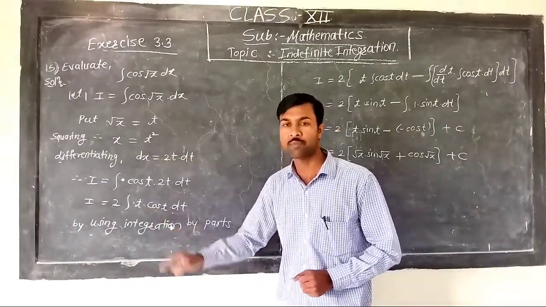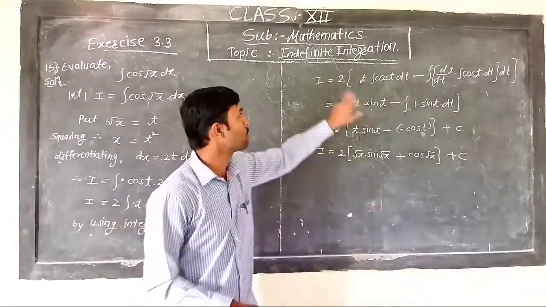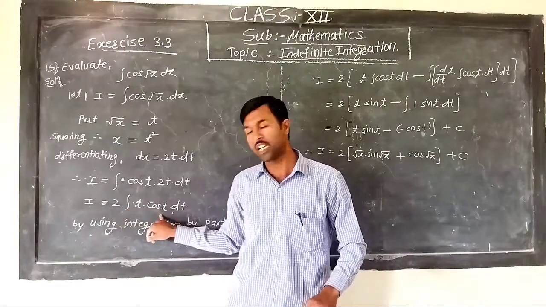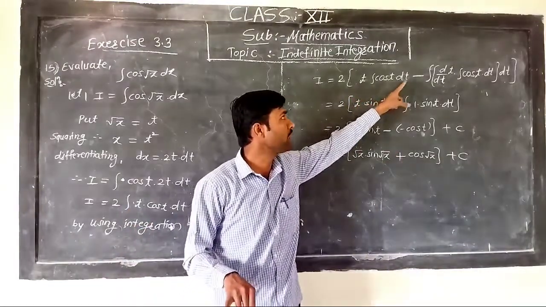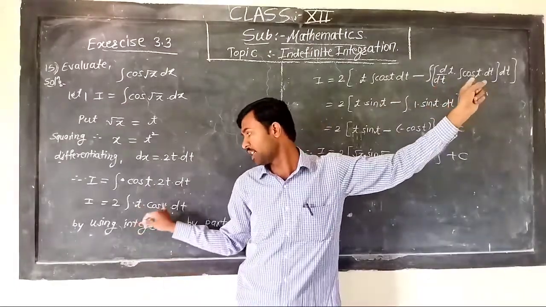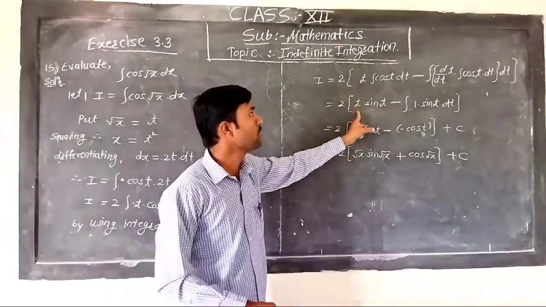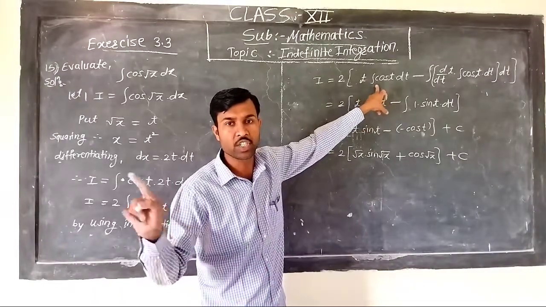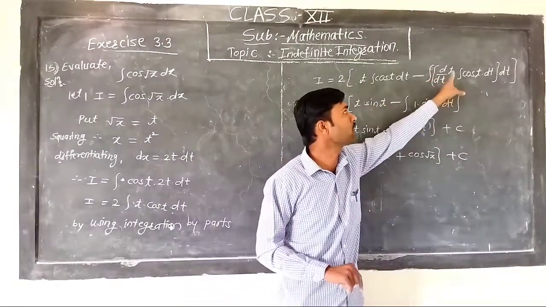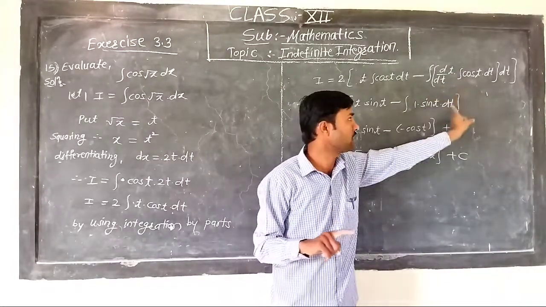After applying integration by parts, the 2 is outside the integral, so that 2 remains as it is. We get first function into integration of second function, that is t into integration of cos t dt, minus integration of derivative of the first function, that is derivative of t, into integration of the second function, integration of cos t dt, into dt. Now t remains as it is, and the integration of cos t dt is sin t, minus the derivative of t with respect to t is 1, into the integration of cos t dt, which is sin t, into dt.